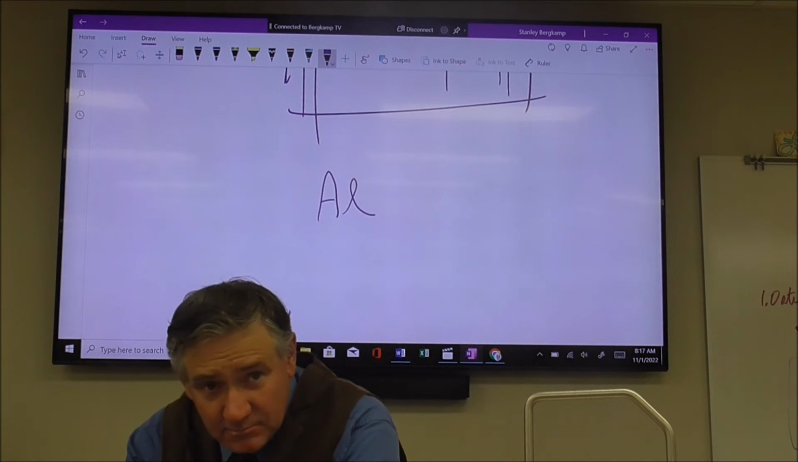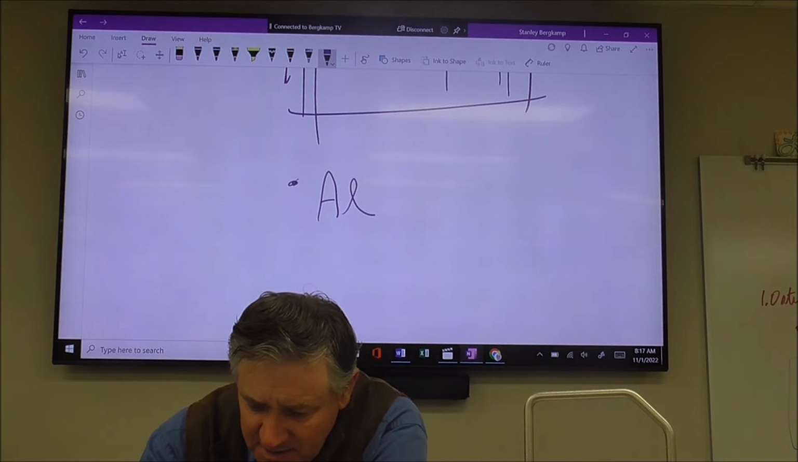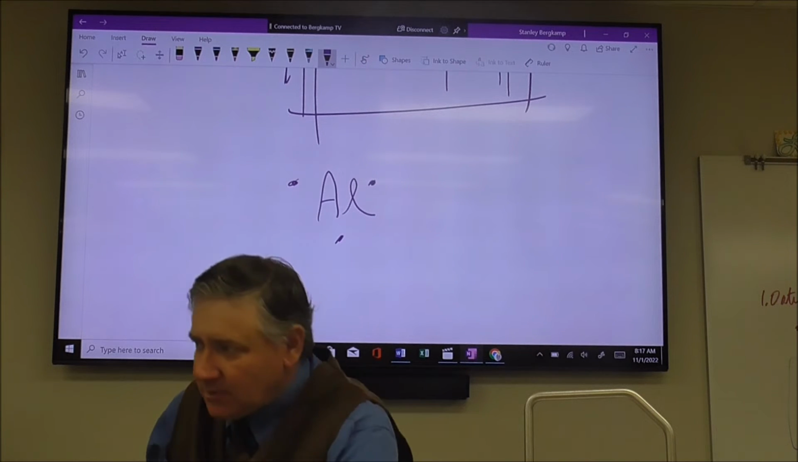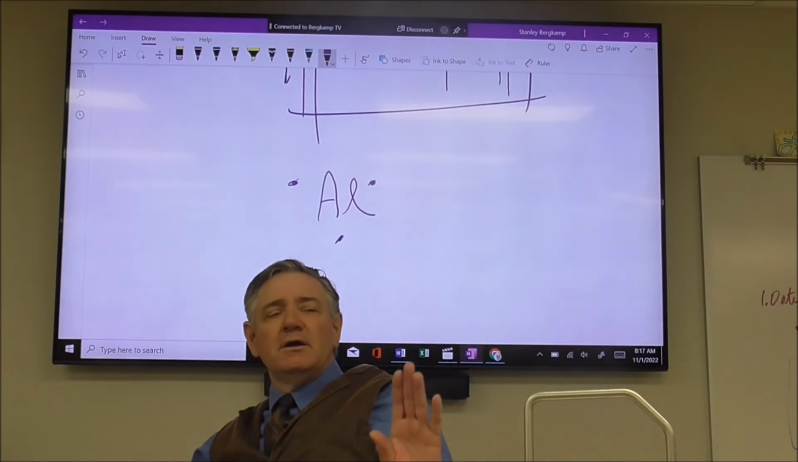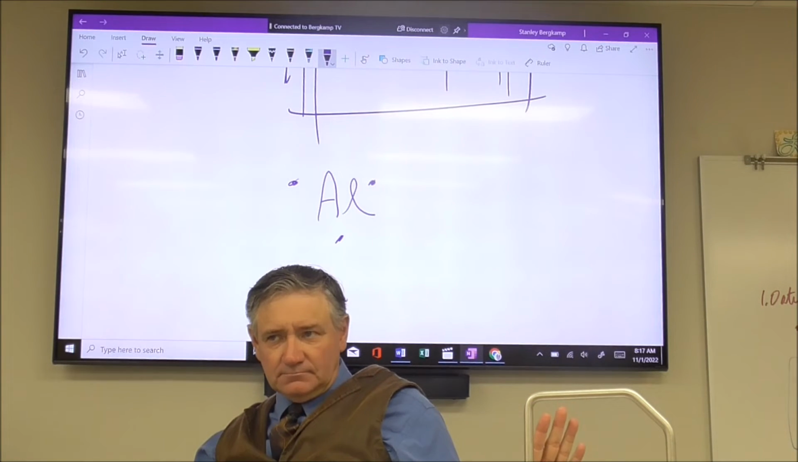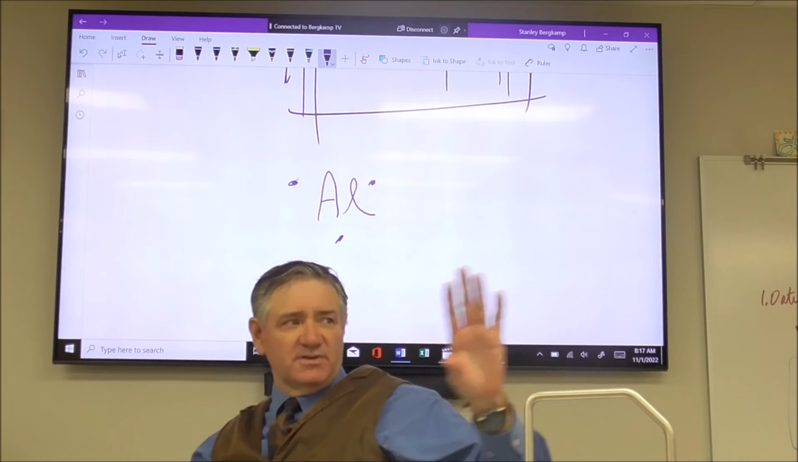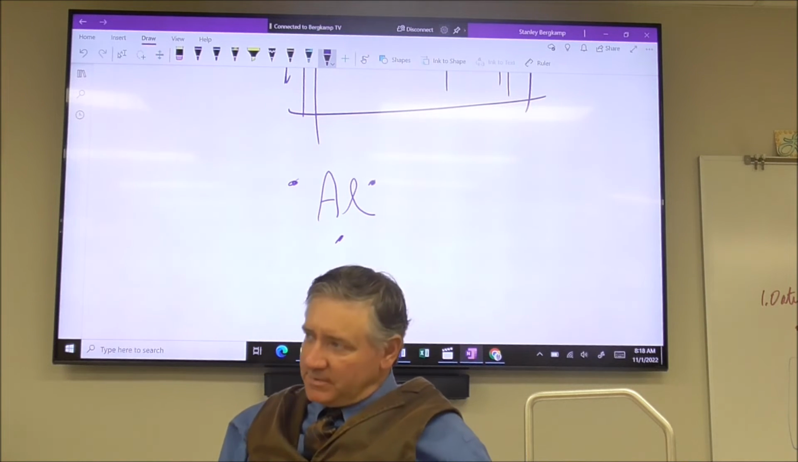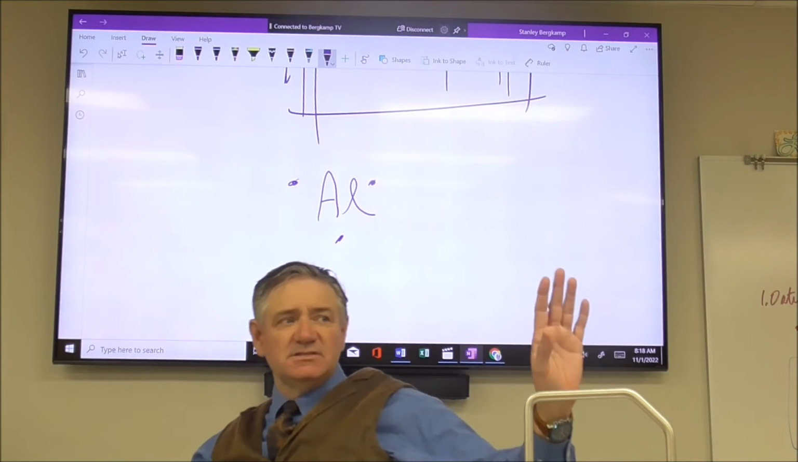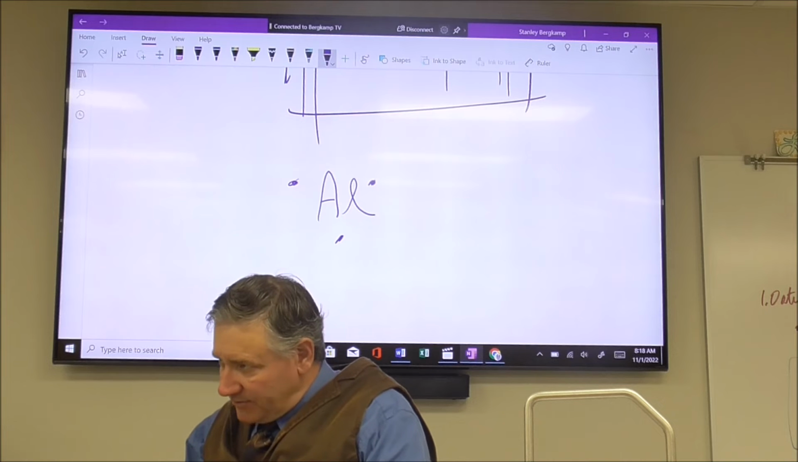So here's aluminum, right? Aluminum has 3 valence electrons, so I'm going to put 3 valence electrons around the aluminum. Now, is aluminum going to gain 5 or lose 3? It's going to lose 3 because that's easier. Mother Nature's a lazy prima donna. It's easier for Mother Nature to lose those 3 than to gain the 5.